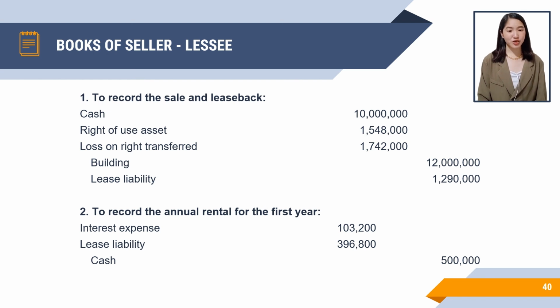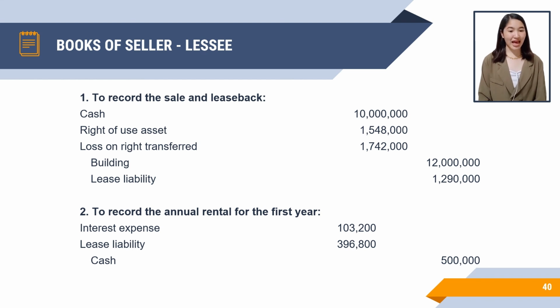So the first transaction will be the sale and leaseback. We have the debit cash 10 million, debit right of use asset 1,548,000 pesos, and debit loss on right transfer. Since loss now, we have to debit it na 1,742,000 pesos. Then credit building 12 million, and credit again lease liability na 1,290,000 pesos.